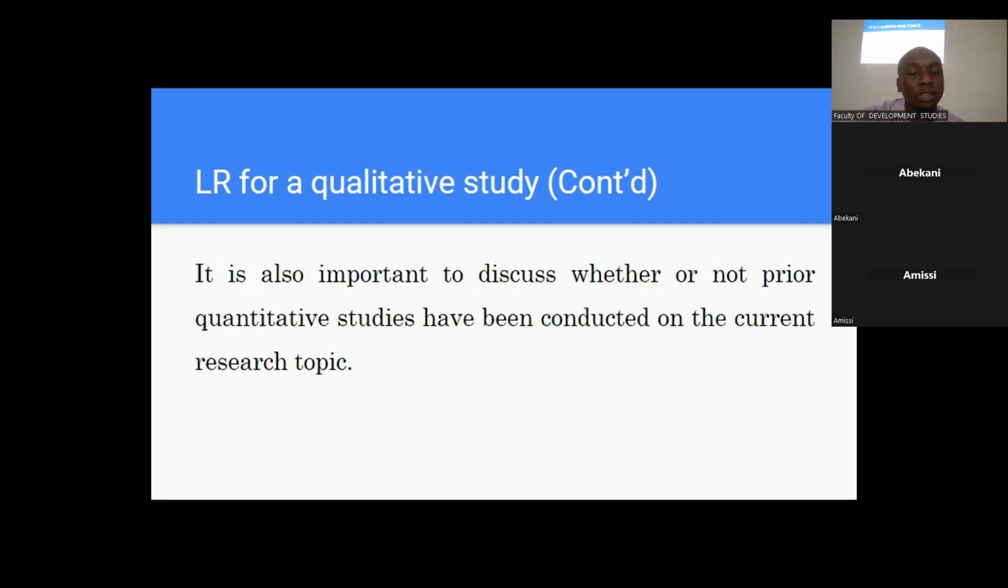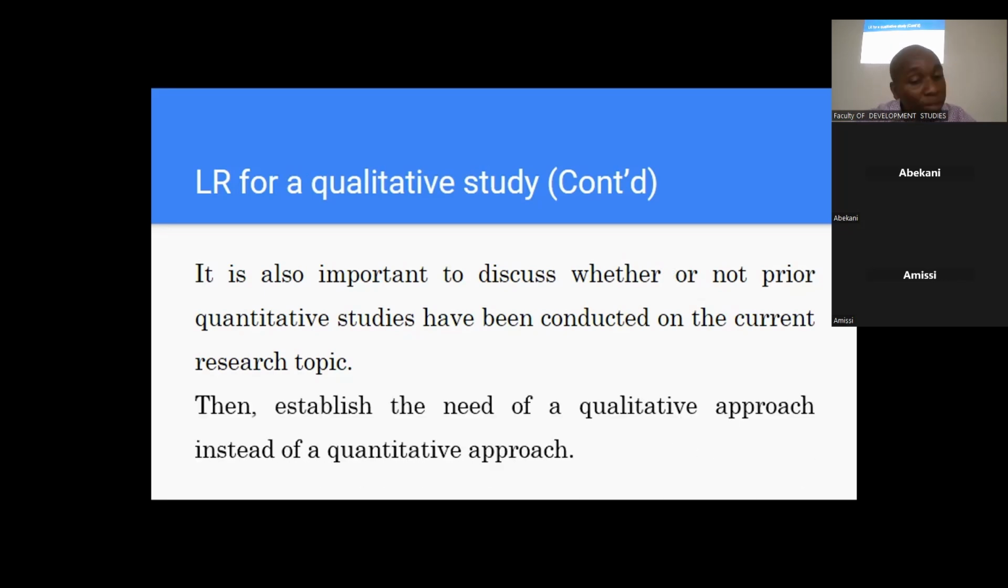It's also important to discuss whether or not prior quantitative studies have been conducted on the current research topic. So, okay, this is then important. Even though you are doing qualitative research, it doesn't mean you will not include findings from a quantitative research. If you see another researcher who did quantitative research on your topic, you will use it. And then you will establish the need for a qualitative approach instead of a quantitative approach.